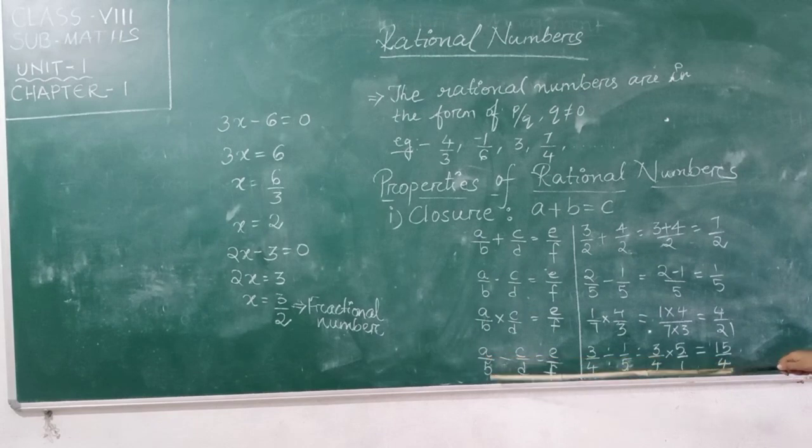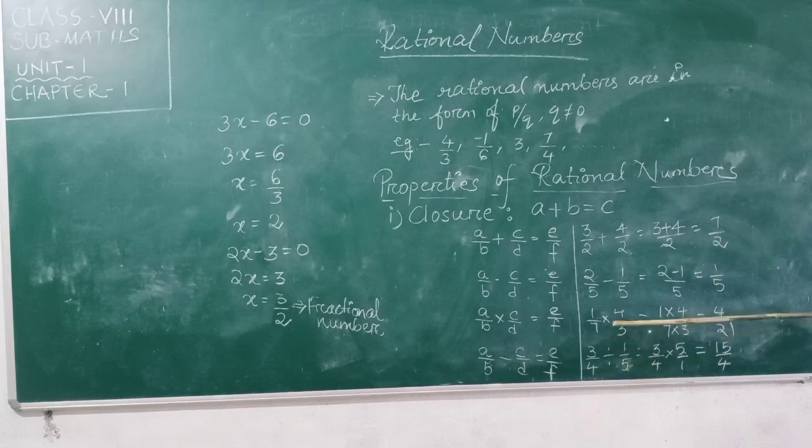Next, a by b divided by c by d is equal to e by f. Here I took an example, 3 by 4 divided by 1 by 5. This is the division you have learned in earlier classes. If you do multiplication, this fraction will become reciprocal. So 3 by 4 into 5 by 1, and when we solve, we got 15 by 4. So closure property is accepted here. But in the remaining conditions where we get the divisor as 0 in division, closure property will not hold.